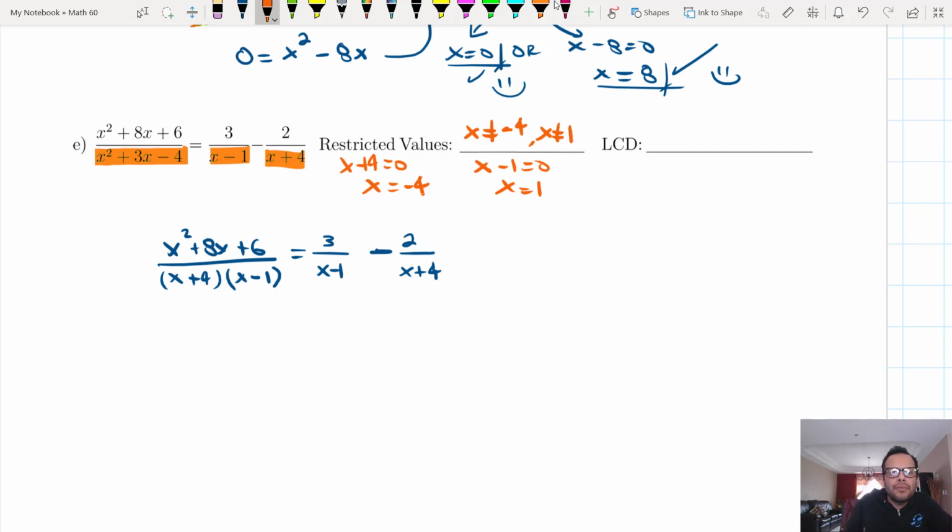Because if you plug in -4 for the very last term, that's going to turn the denominator into 0, getting us undefined. If we plug in x equals 1 on the first term on the right hand side, notice how we get 1 minus 1, and the denominator equals 0. Okay. So the LCD will be the product of the two factors, in this case x plus 4 and x minus 1, which is what we do on the following step. Multiply by the LCD.